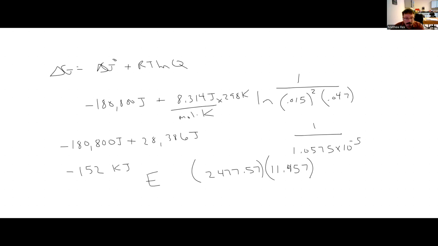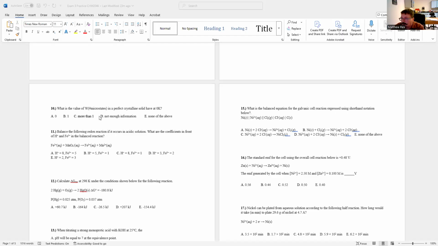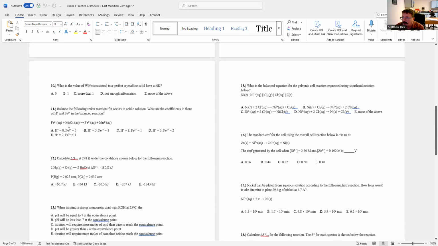10, what's the value of microstates in a perfect crystalline solid at 0? Should only be 1 microstate available. And then when you take a log of that, you get 0. Your entropy would be 0. So the answer there would be B, 1 microstate.